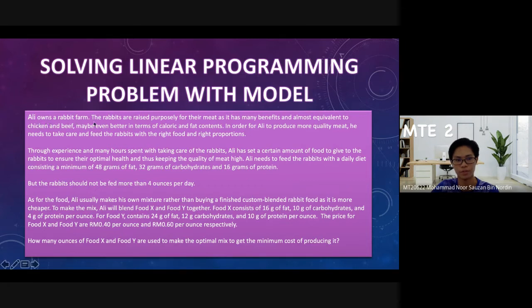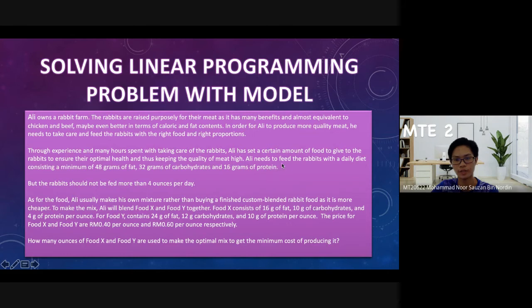Ali owns a rabbit farm. The rabbits are raised purposely for their meat, as it has many benefits and is almost equivalent to chicken and beef, maybe even better in terms of caloric and fat contents. In order for Ali to produce more quality meat, he needs to take care and feed the rabbits the right food in the right proportions. Through experience and many hours spent taking care of the rabbits, Ali has set a certain amount of food to give to the rabbits to ensure their optimal health and thus keep the quality of meat high.